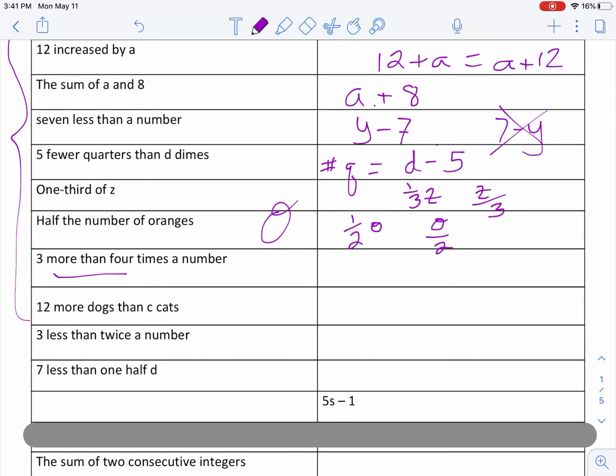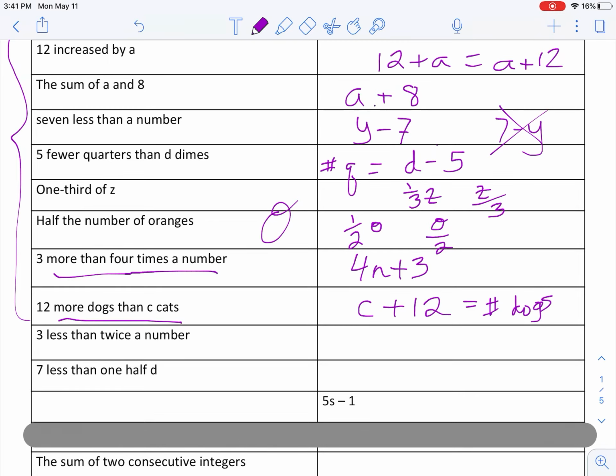3 more than 4 times a number. So I need to do 3 more than 4 times some number. How do I say 12 more dogs than C cats? Well, I know I have C cats, and I have 12 more dogs than that. So this would represent the number of dogs.